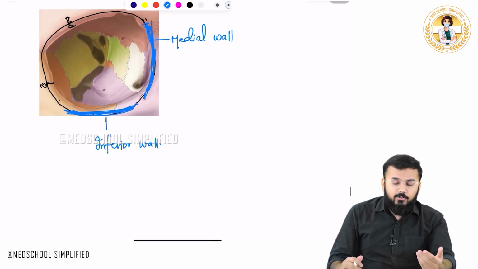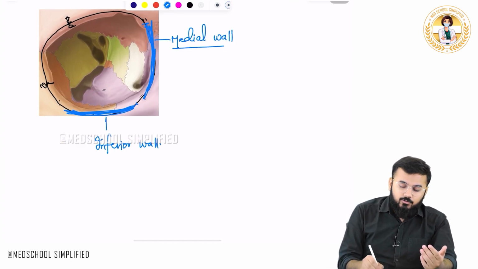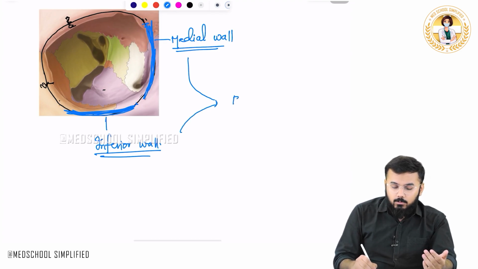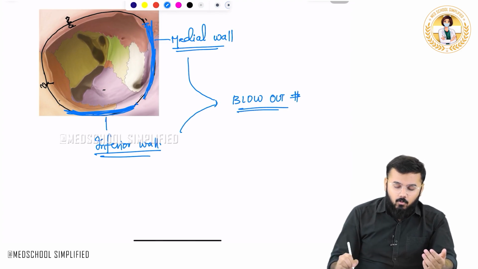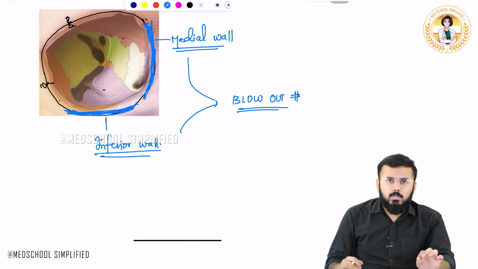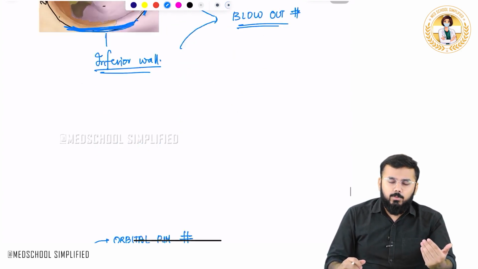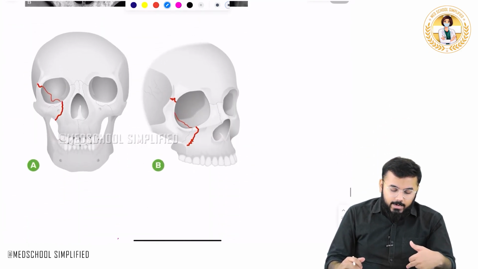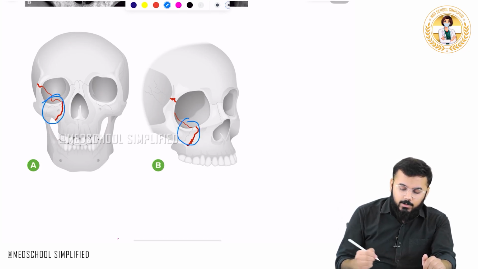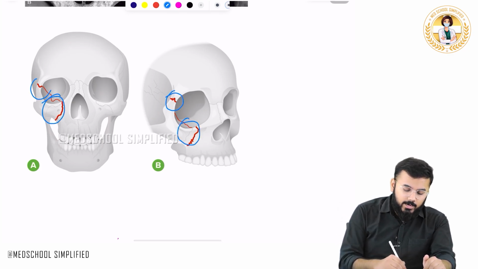So when there is a fracture of the medial wall and inferior wall, such fractures you call blowout fractures. Why? Because the medial wall and the inferior wall are the weakest walls, so the fracture associated with that will be the blowout fracture. Again, what is this? This is a rim fracture. This is also a rim fracture. You see the rim is fractured over here.